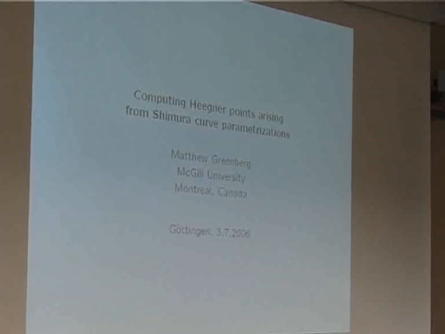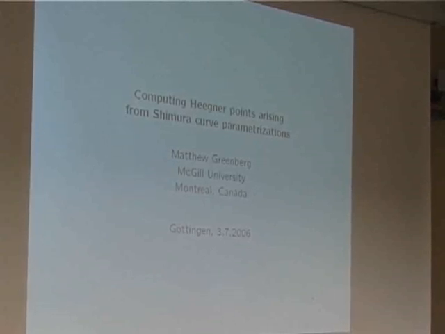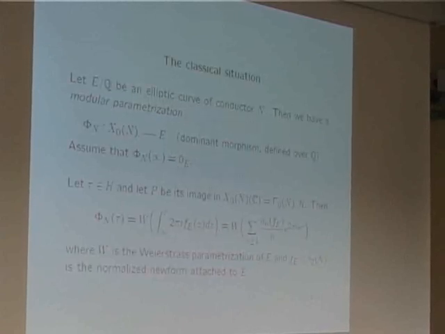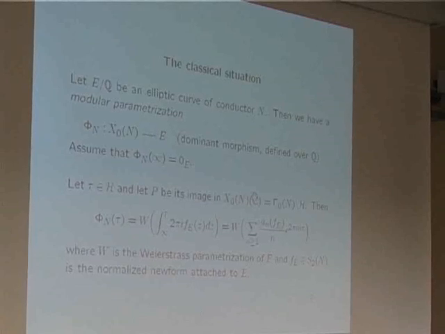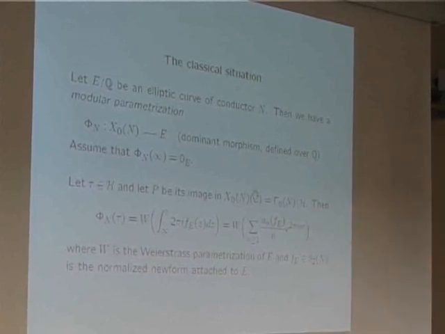And I'm going to be discussing p-adic aspects of this program and p-adic algorithms for computing Heegner points in practice, which arise from Shimura curve parameterizations of elliptic curves. But I'd like to start with a fairly detailed review of what's been going on in the last few lectures, in the last few of Henri's lectures, and also a bit of stuff that was said in John Voight's lecture yesterday afternoon.